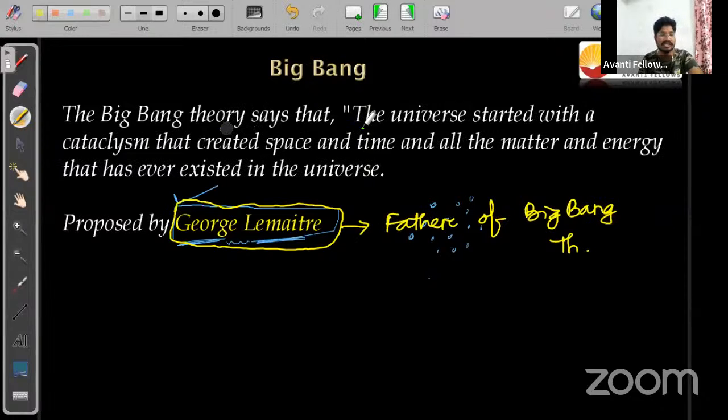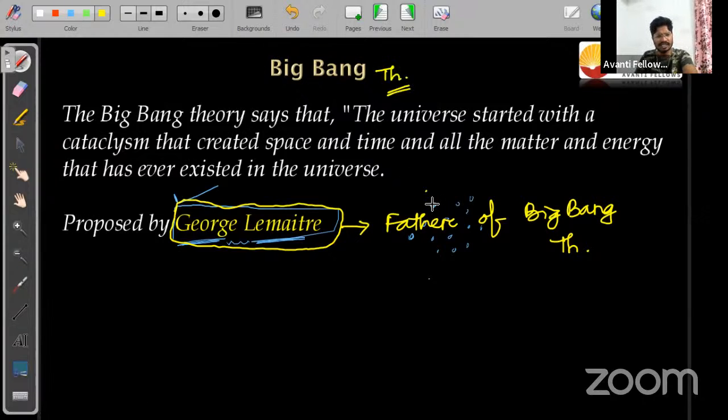Big Bang theory says that the universe started with a cataclysm that created space, time, and all the matter and energy that has ever existed in the universe. Initially it was a molten mass, then some explosion happened, and then certain space and certain matter appeared in the surroundings, and that became our universe. It was explained by George Lemaitre for the first time, and he is the father of the Big Bang theory. He explained it in a theory, and that theory is called the Big Bang theory. Is that clear to everybody?